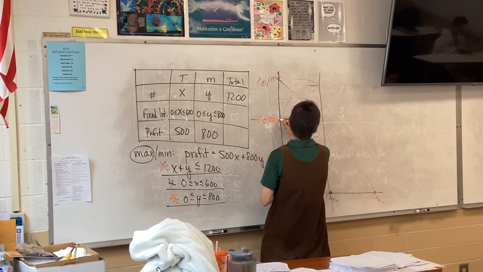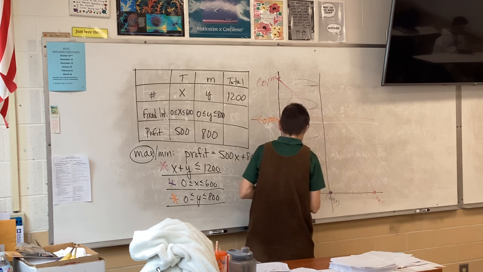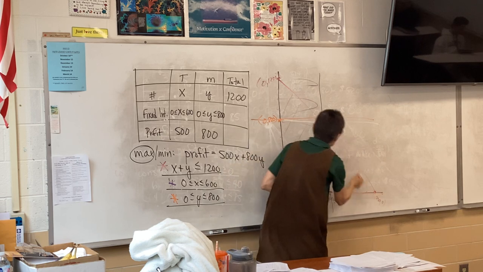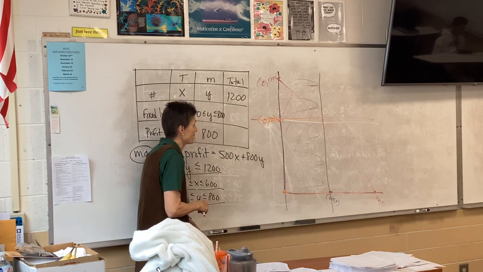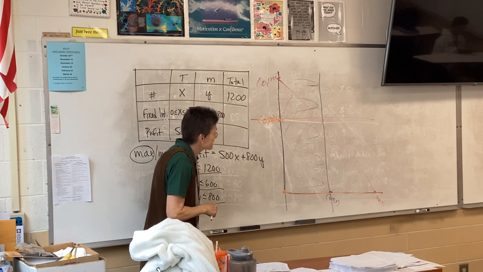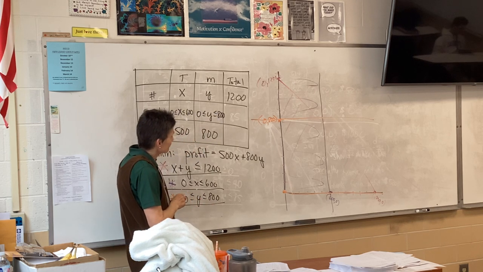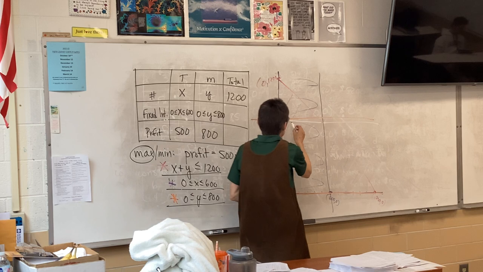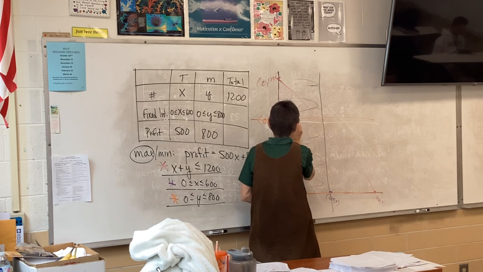I hope your graph is better than mine. Mine is not very good. We're on graph paper, and I can't make my diagonal line straight for some reason. All right, where is that shaded now? Between. This is getting really messy.